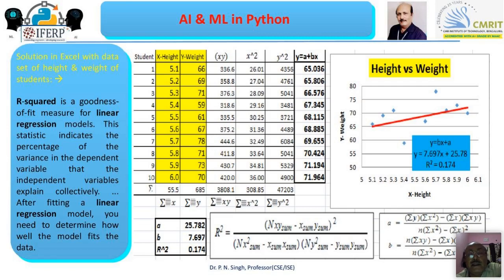For A and B, the formula is given here for how A is computed and how B is computed. Finally, you have computed A and B, and then you put those values in, and this way you predict Y. You will see that automatically the predicted Y value comes once you have the values of A and B, and the linear regression line is going straight.